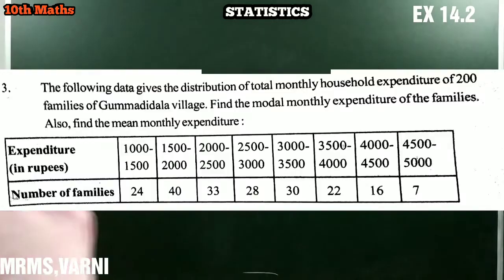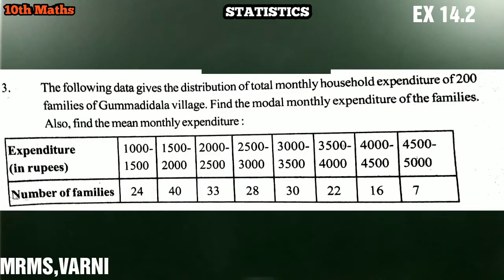Now exercise 14.2 problem number 3. Look at the question. The following data gives the distribution of total monthly household expenditure of 200 families of Gummadala village. Find the modal monthly expenditure of the families. Also find the mean monthly expenditure. Here we have to find the modal monthly expenditure as well as the mean monthly expenditure.